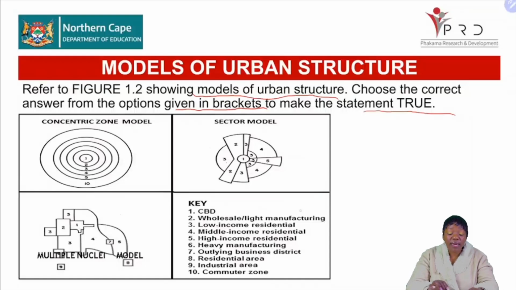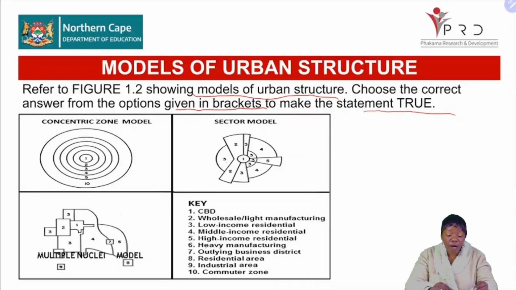So we have the key. The key is supposed to remind you what the zone is, or what the location of that land is, and how they utilize that land. Number 1, we have your CBD. Then number 2, we have your wholesale or light manufacturing. Remember, they are next to the CBD because light manufacturing has less pollution, or no pollution at all. Then we have number 3, which is our low income residential. Remember, low income residential will always be next to the wholesale or light manufacturing. These are the people who are earning less, so they want to be closer to work in order to save on the transport cost.